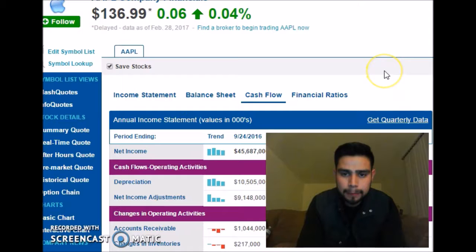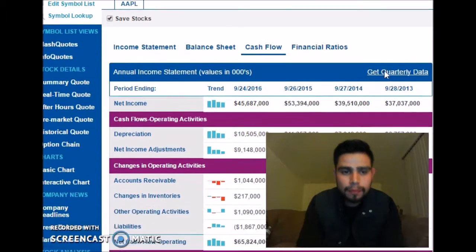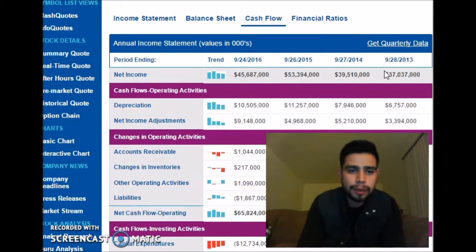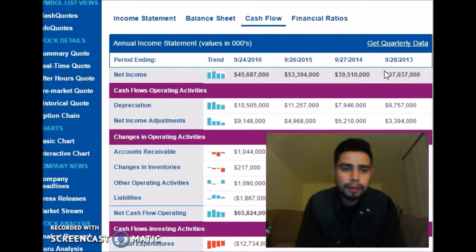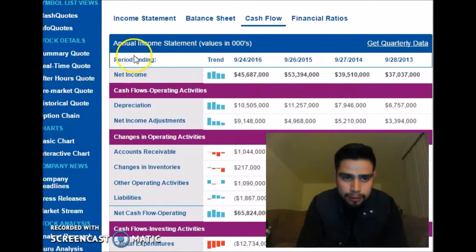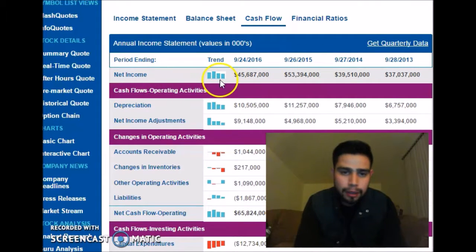the annual data of Apple. In the first place, we have the period ending. I show you this to compare 2016 to 2015, the net income, and show the difference.